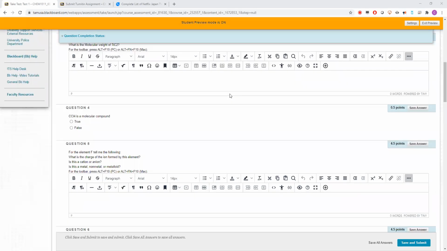All right, true, false. CCl4 is a molecular compound. So carbon and chlorine are both nonmetals, and when nonmetals form a compound, it's always molecular because they have covalent bonds, so that's true.